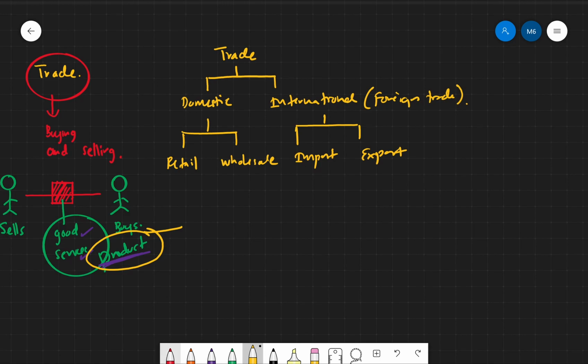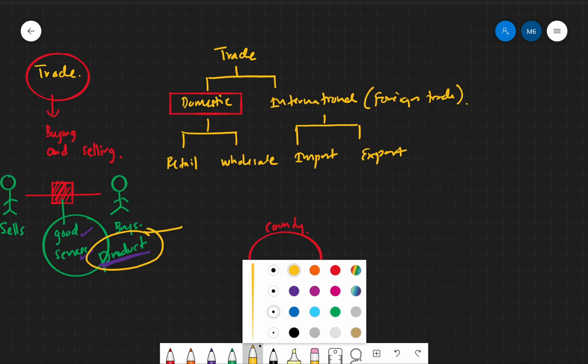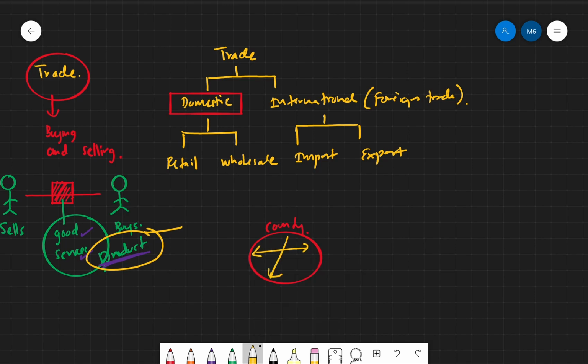I'll start with domestic trade. Let's see what domestic trade is. For example, let us assume this is a country. Domestic trade is a trade that takes place within a domestic boundary. Trade takes place between two or more people who are in Sri Lanka, and it is not beyond the domestic boundary. So what is domestic trade? The trade that takes place within a domestic boundary line.